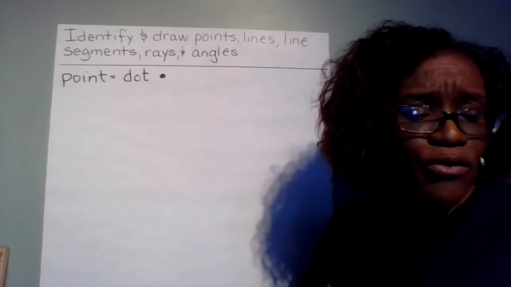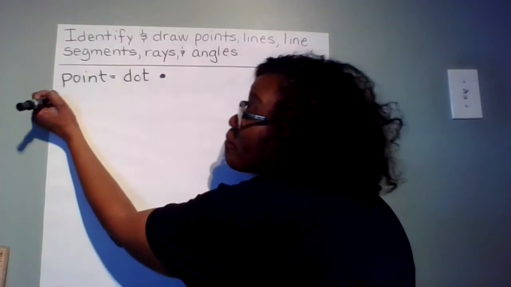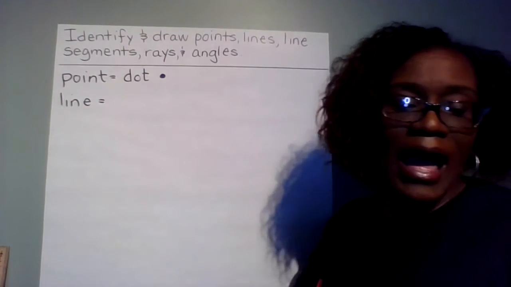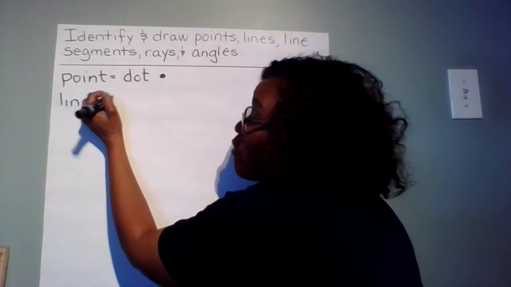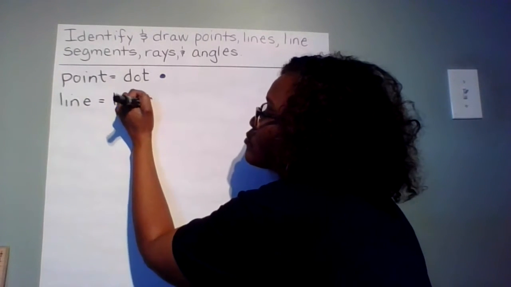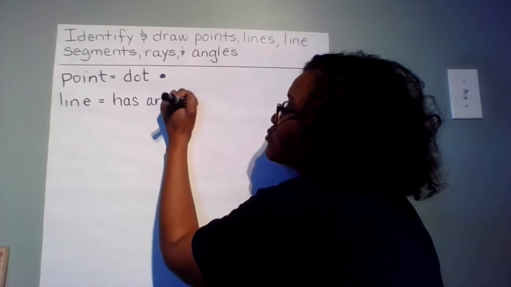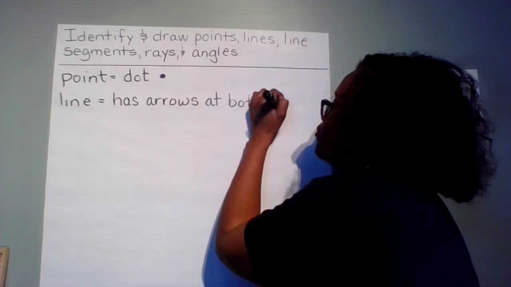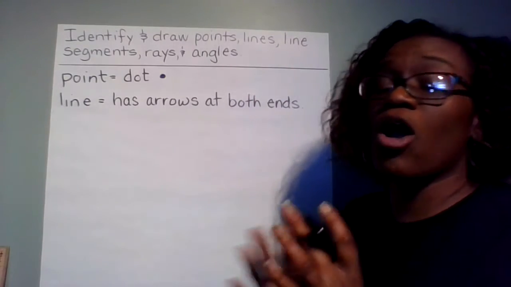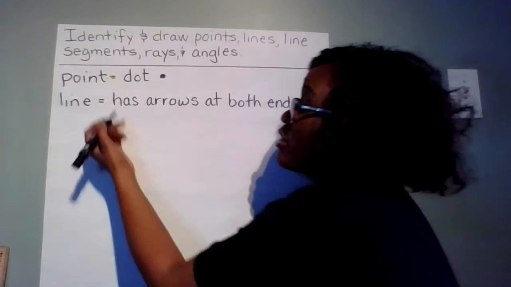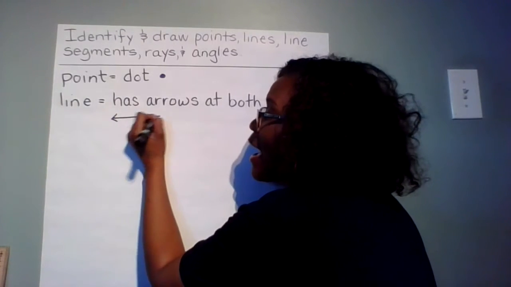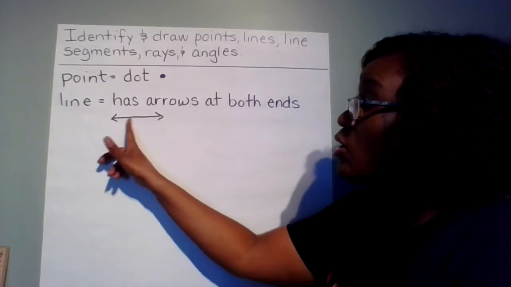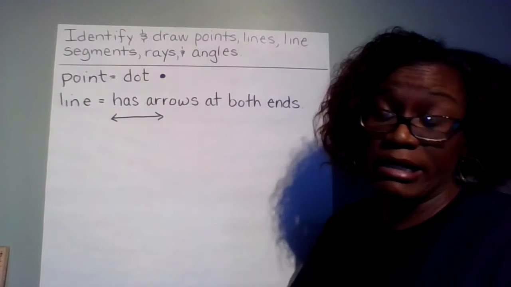And so now we're going to move on to what is a line. A line has arrows at both ends, and it goes on and on for infinity. So when you're drawing a line, it will look like that. It's just a line with arrows on both ends.